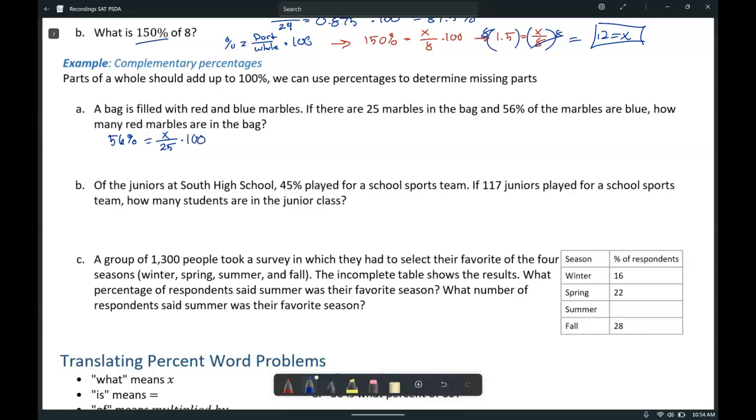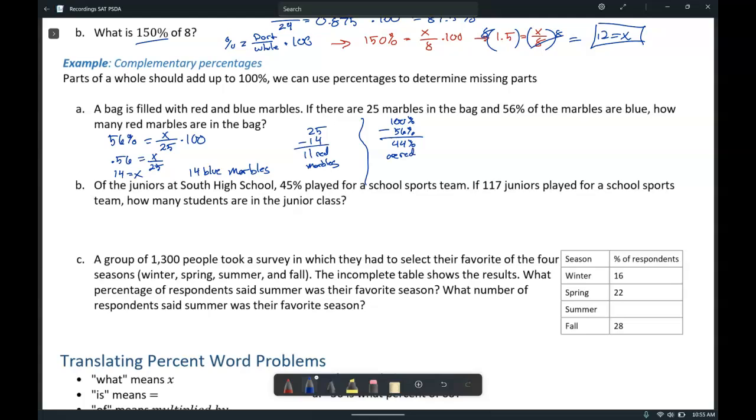So just like we did above, we can go ahead and solve for the value of x. And we end up getting that 14 of the marbles are blue. So we have 14 blue marbles. And if we have 14 blue marbles and the rest are red, we can just do a simple subtraction of 25 minus 14 to give us 11 red marbles. The other way that we could approach this is figure out what percentage of marbles are red. So we take the 100%, subtract the 56 that are blue, and we know that 44% are red.